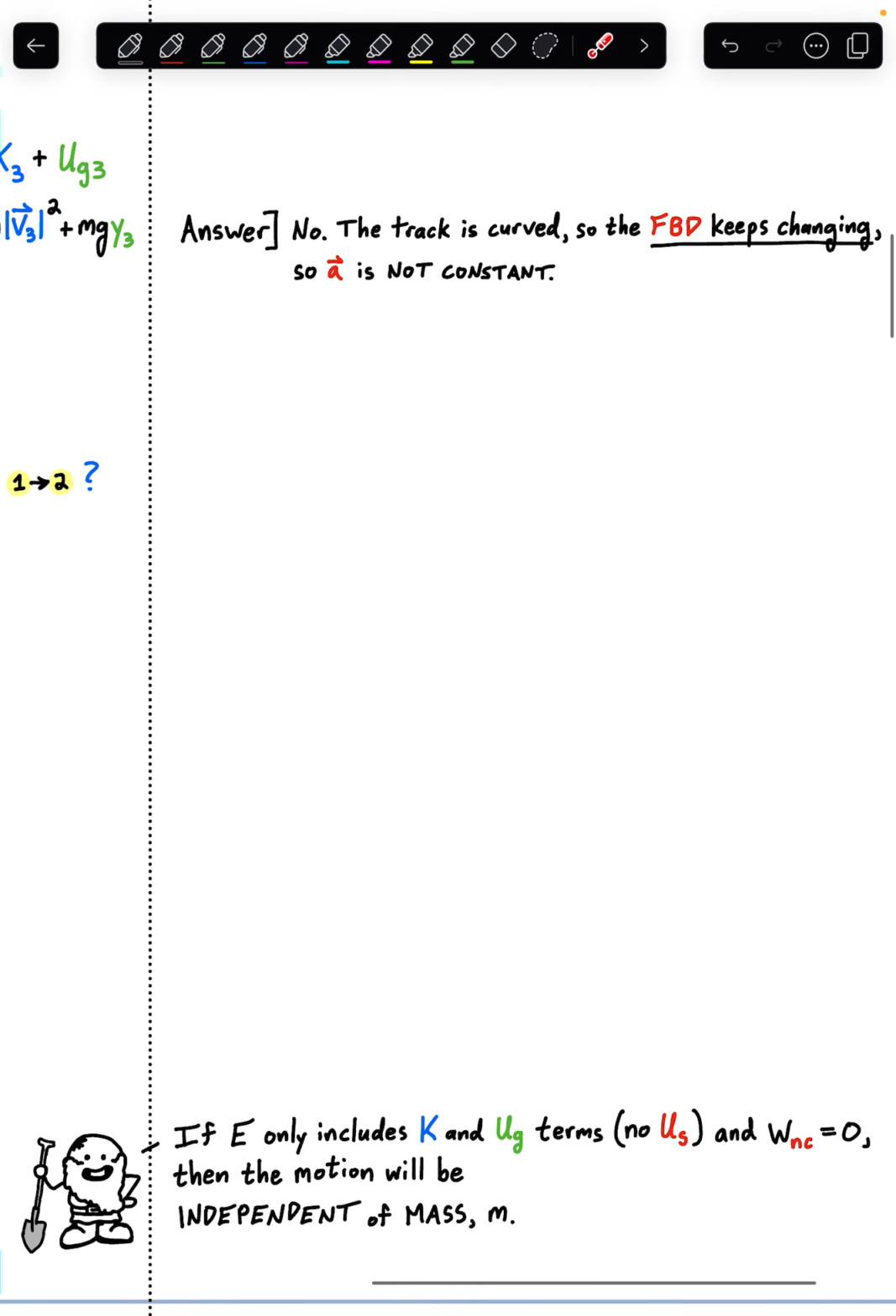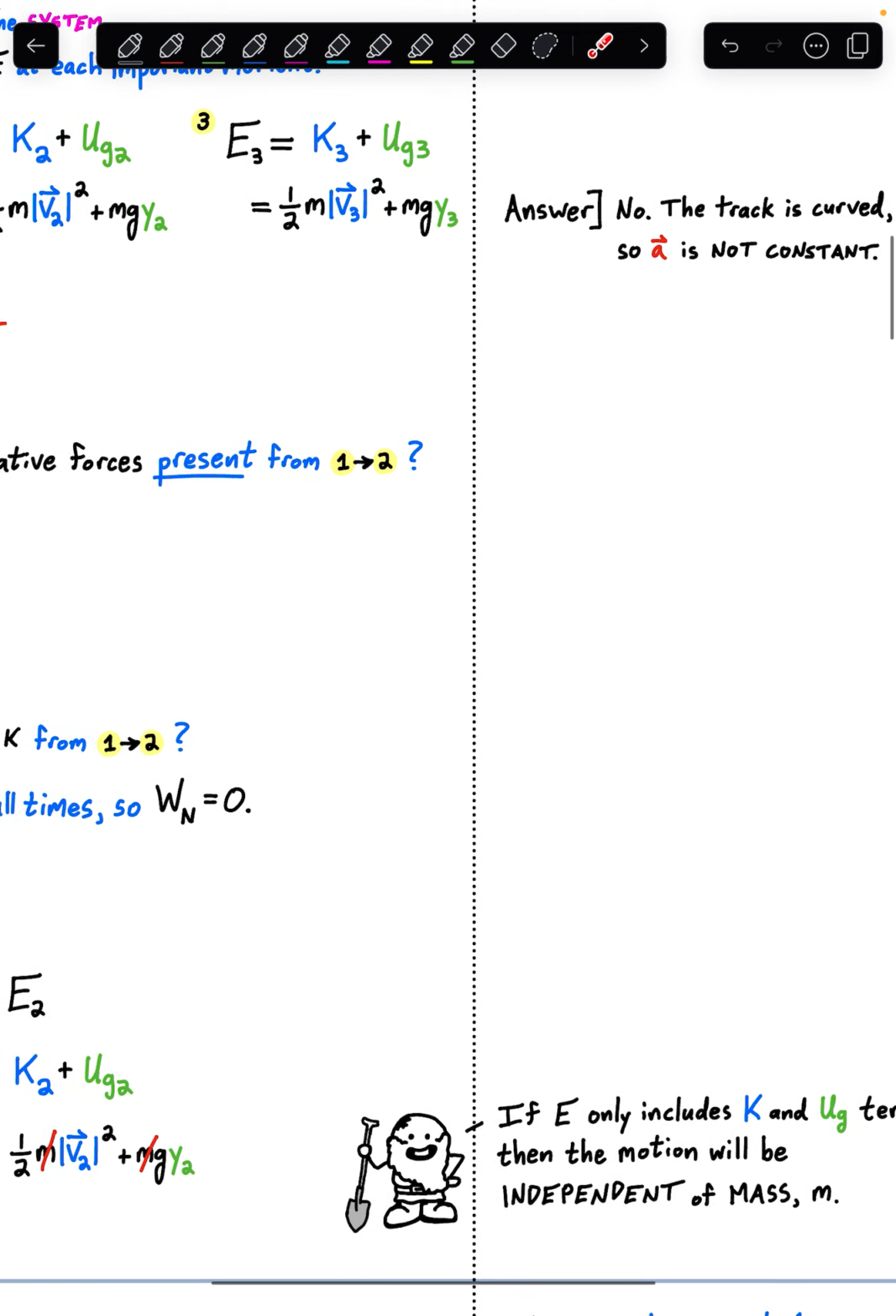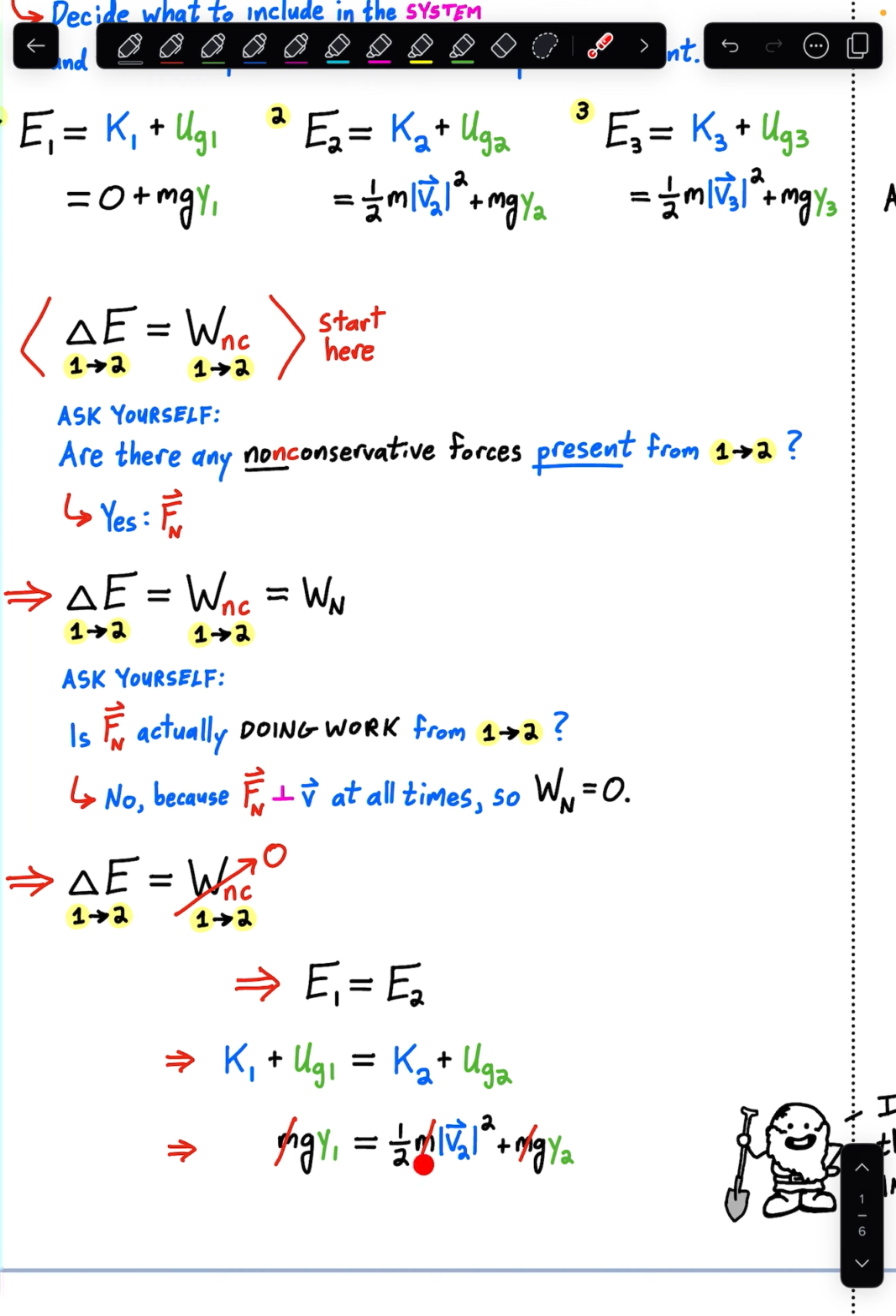And this is a key point. If your mechanical energy only includes kinetic and gravitational potential terms, that is, if there's no spring potential, no elastic potential energy term, and energy is being conserved, that is, there's no work being done by non-conservative forces, then mass is going to cancel out in that equation, and the motion will be independent of mass. When there's only K and UG, mass is always going to cancel out. So the mass of the object turns out not to matter. It doesn't affect the outcome. Our final speed will have nothing to do with whatever the mass of the cart is.